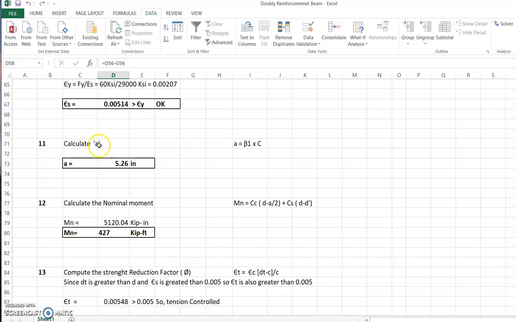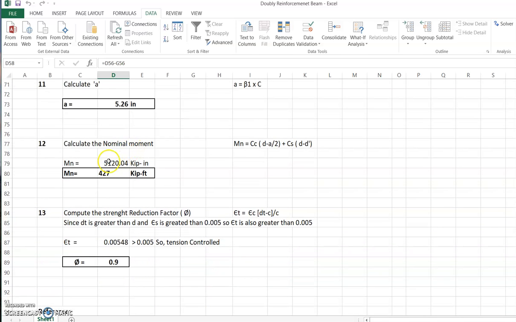Number 11, calculate a. a is equal to beta 1 multiplied by c. We have beta 1 and c, plug and check, and we get a. Number 12, calculate the nominal moment. This is the nominal moment equation. After plug and check of all those values, we have C_c, C_s, d, d prime, and a. So we get this value, M_n is 5120 kip-inches. I divided this by 12, and I got M_n of 427 kip-feet.